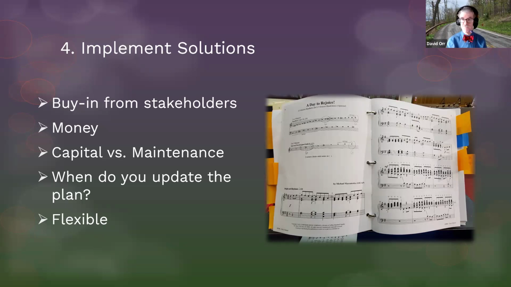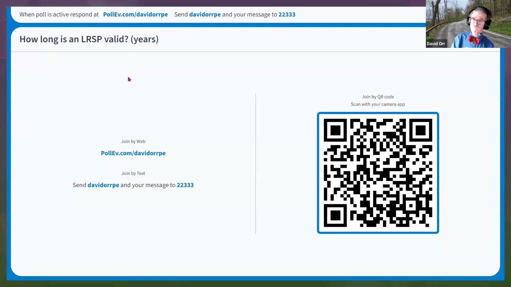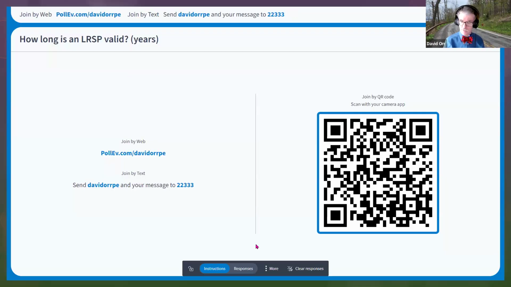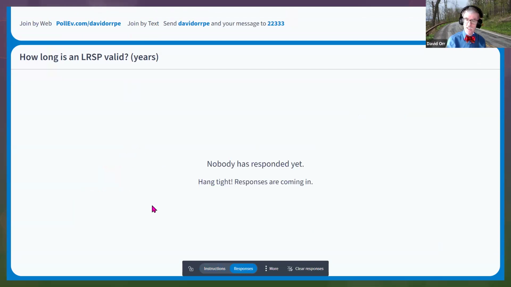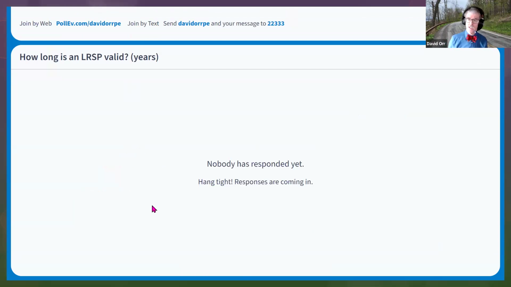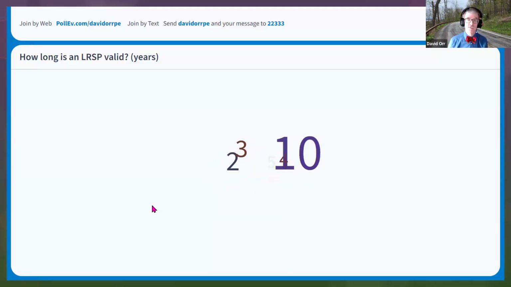Think. So let me ask you this. How long in years, give me whole years, is a local road safety plan valid? How long do you think? Just off the top of your head, what would you think? 3 years, 10 years, 2 years, 5 years?